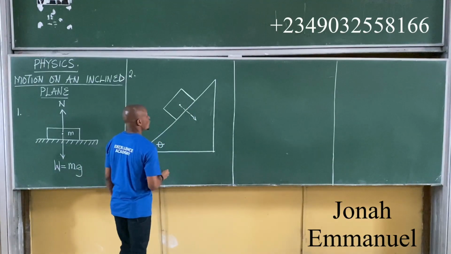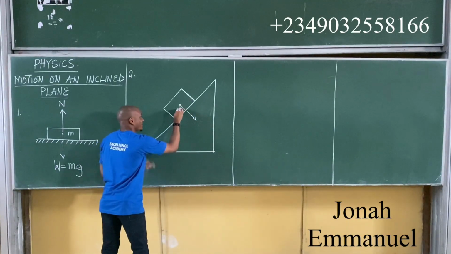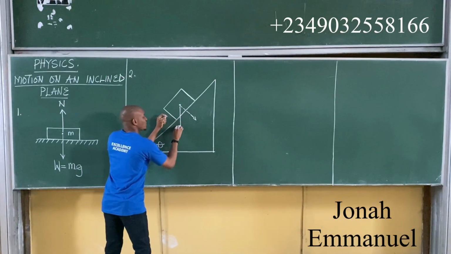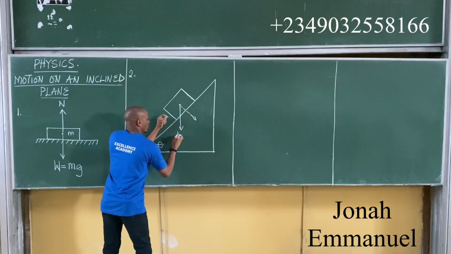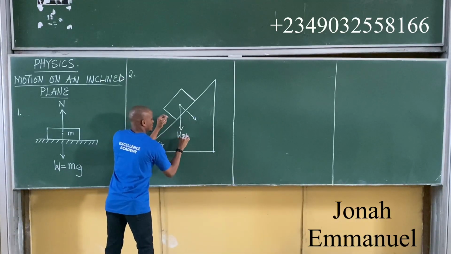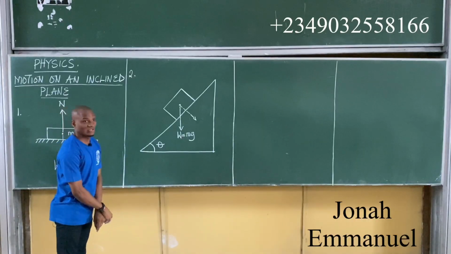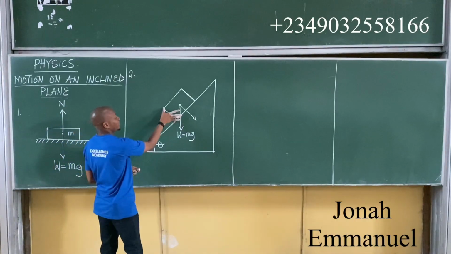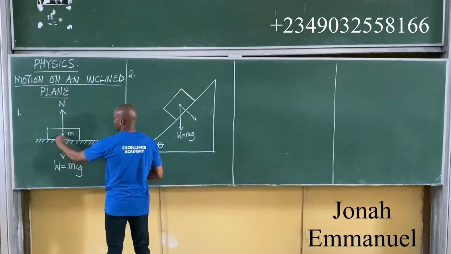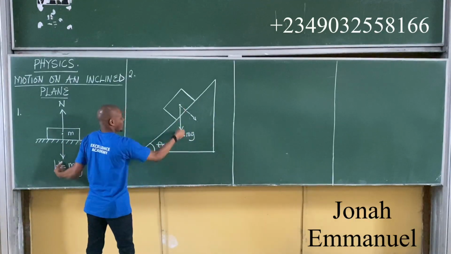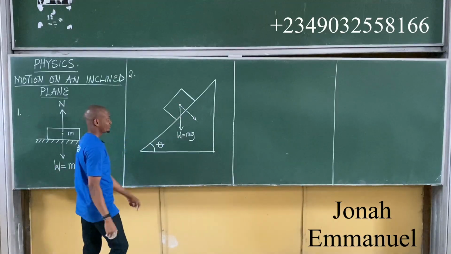In reality, weight always acts vertically downward. So even when a body is placed on an inclined plane, the weight will always act this way. Weight is equal to m times g. So please take note. For a body on an inclined plane, you'd expect that the weight will act down this way, but it doesn't act that way. It acts vertically downward.